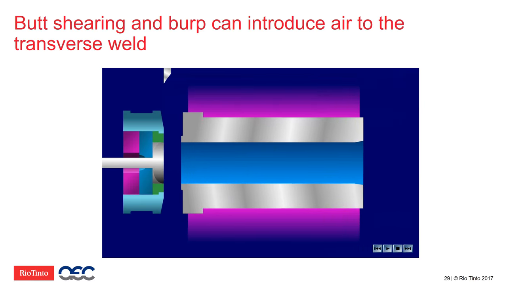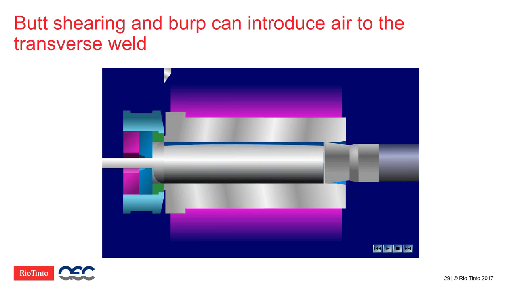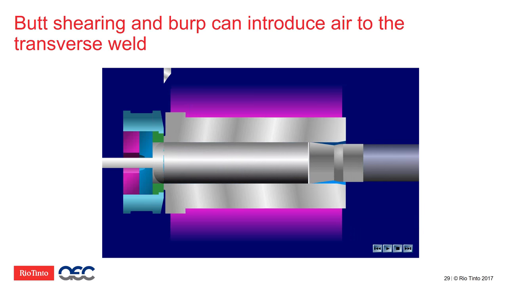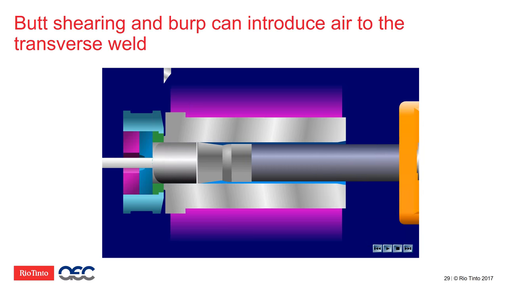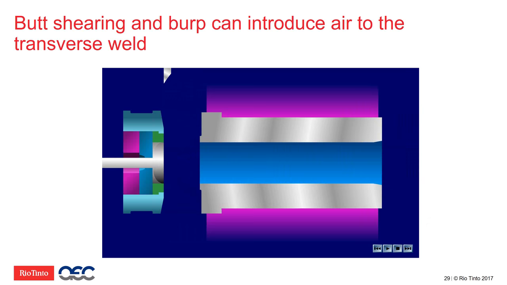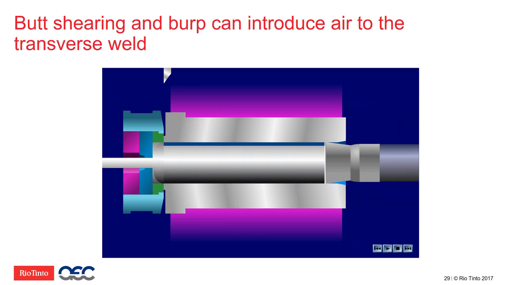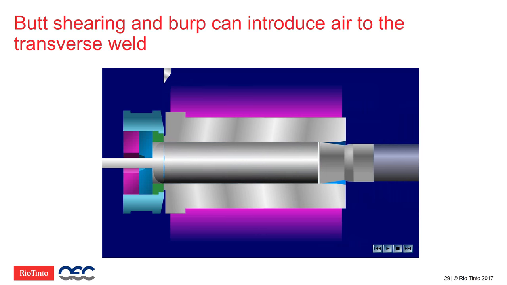Now, this is the second simulation here that hopefully is playing at this point. What you see here is the butt shearing and burp that can introduce air to the transverse weld. At some point, as soon as the container opens, you will see the billet face that is not very smooth in this illustration, and that obviously will generate some air entrapment. This is the case with poor shear sharpness or with some sticky alloys, like some 3000 or 1000 series alloys. The extruders have to be very careful with those.